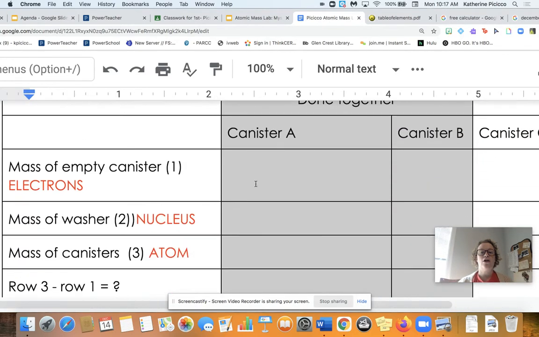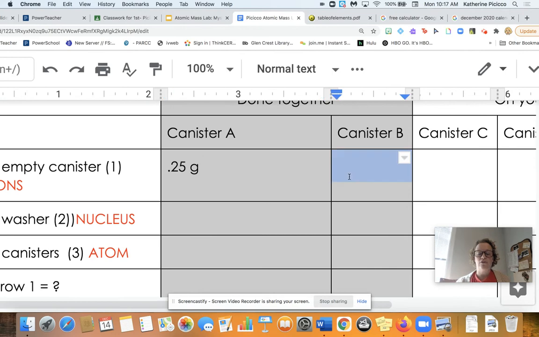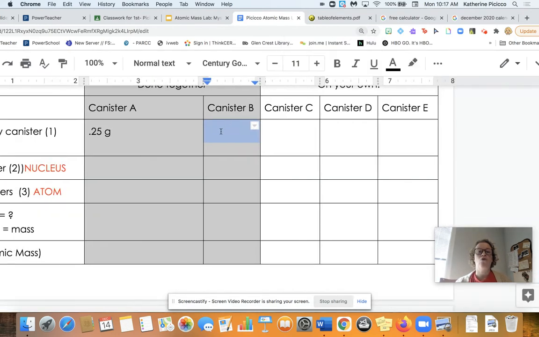Now you're going to go to your chart and do this with me. On your chart under A, the mass of the empty canister, which if you remember, I wrote this means electrons, is going to be 0.25 grams. So we're going to type that in. That's actually how much every canister is going to weigh. So go ahead and type 0.25 in for the whole row going across. 0.25 g, 0.25 g, 0.25 g, 0.25 g, okay? I'll stop the video if you need to for a second to finish that.